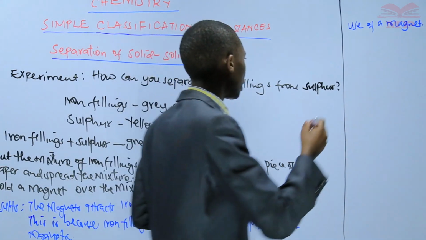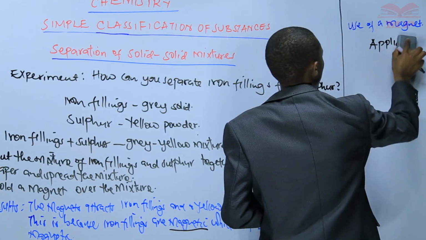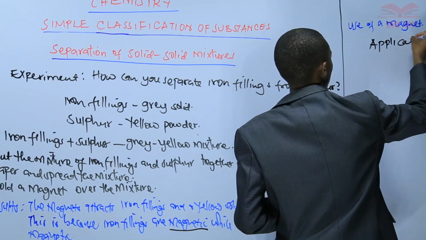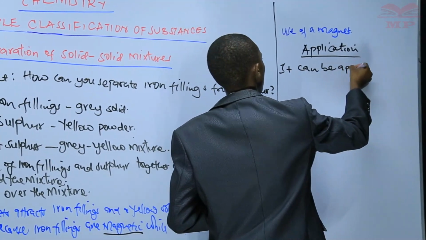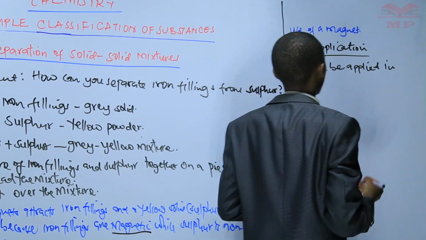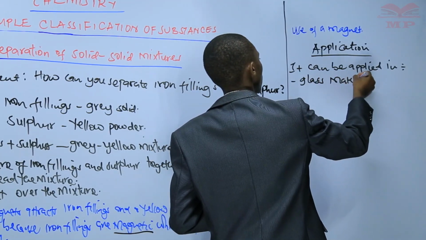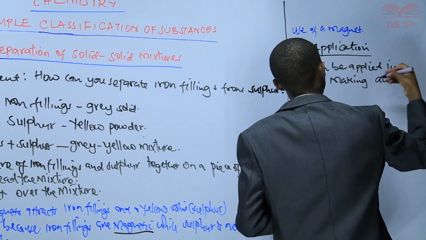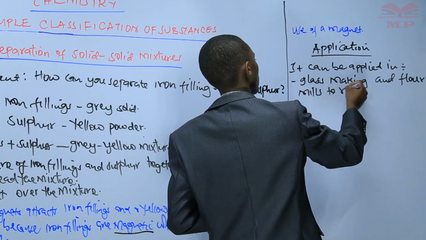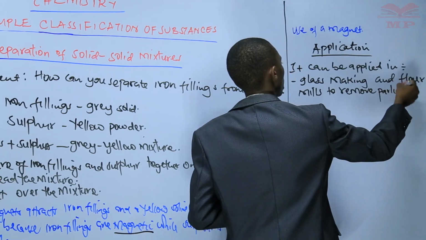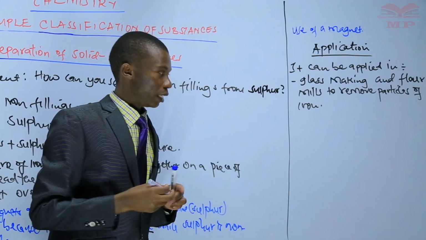The application of this method, or this use of a magnet, can be applied in glass making and flour mills, to remove particles of iron. It can be applied in glass making.